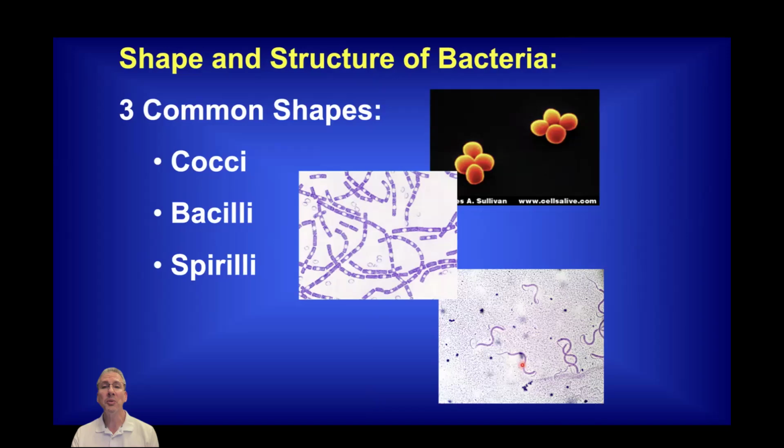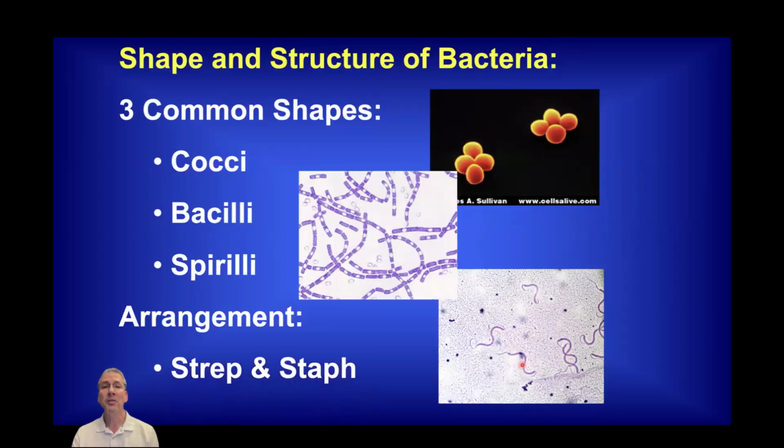So in addition to these common shapes, we often find bacteria in distinct arrangements when we look at them under the microscope. So two of the common arrangements are the so-called strep and staph arrangements. So first of all, strep. Well, you have undoubtedly heard of strep throat. Often strep throat is caused by Streptococcus pyogenes. So strep refers to an arrangement of cells in a sort of chain-like manner.